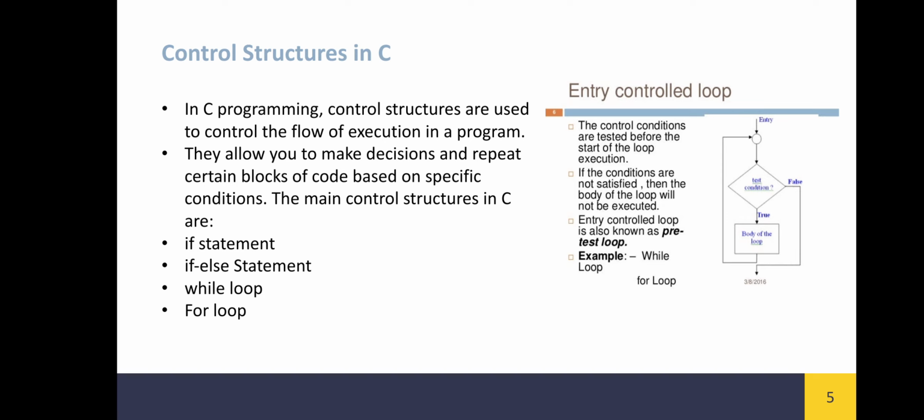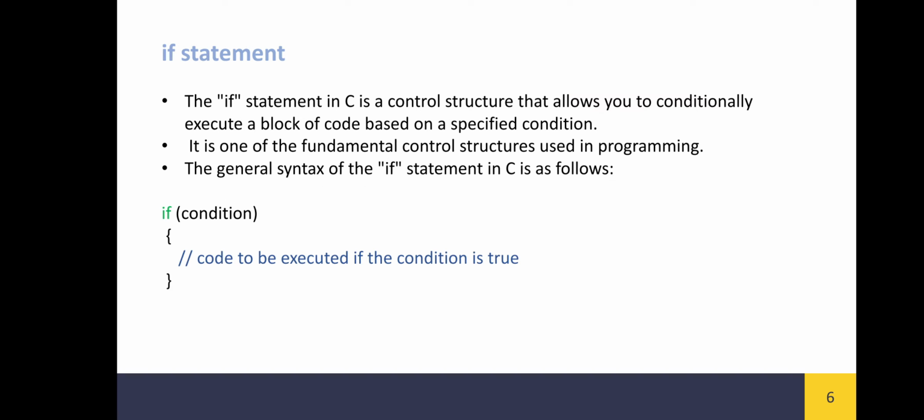As you can see in the diagram here, the for loop first tests if the condition is true or not, and if it is true, then it goes to the next line. Okay, so first let us talk about the if statement.